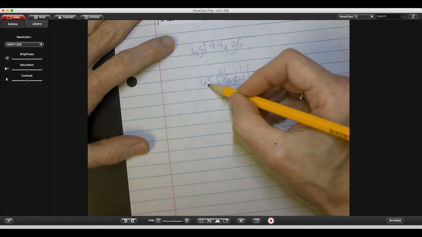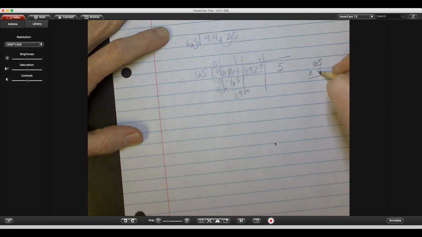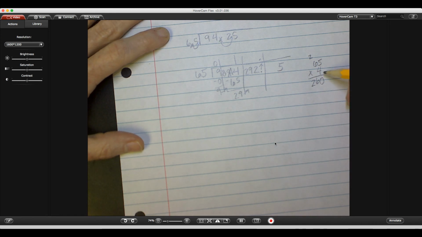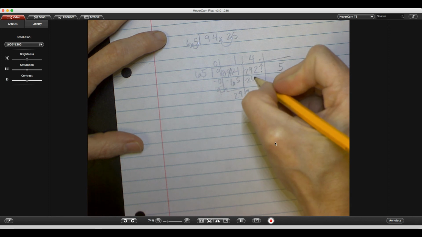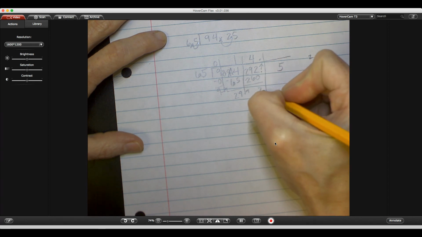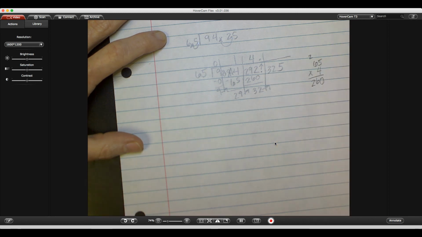So that gives me a good place to start multiplying 65 times 4 to see if I need to go up or down to get the closest possible to 292 without going over. And 4 times 5 is 20. Carry the 2. 4 times 6 is 24, plus 2 is 26. I think my estimate's pretty good here. I can't get any closer to 292 without going over. So I'm going to put a 4 on the top, 260, subtract, I get 32, that's 0, and now slide 325.